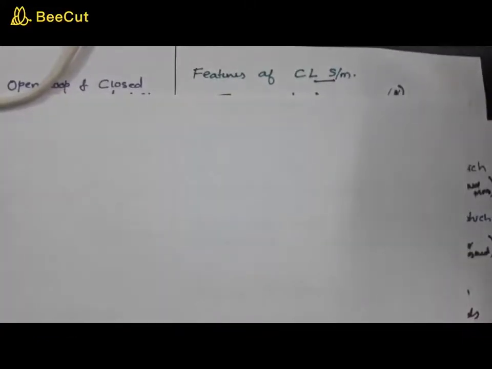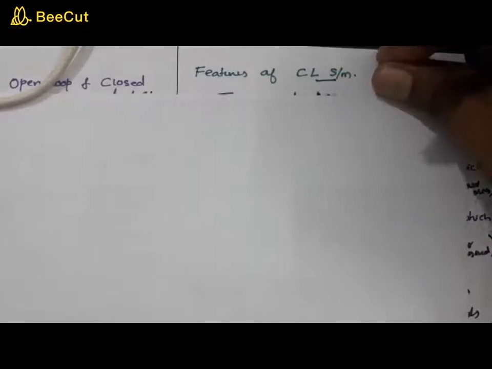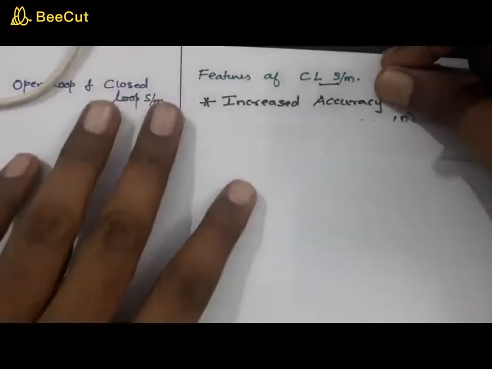Now let's move on to the features of the closed loop system. We know that a closed loop system is a system with feedback. So all the advantages of a feedback system, as well as the drawbacks of a feedback system, will be the advantages and drawbacks of a closed loop system. Number one, it is the increased accuracy.